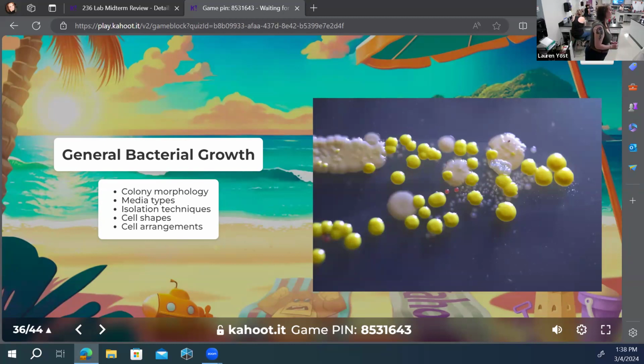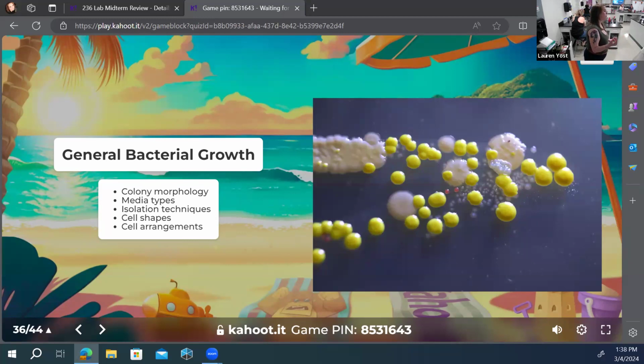Then we have the isolation techniques. Streak plate is the A number one. You want to get individual colonies, because if you select an individual colony, you can start a pure culture with that individual colony. A colony comes from the growth of one cell. So it's one cell multiplying up on itself.